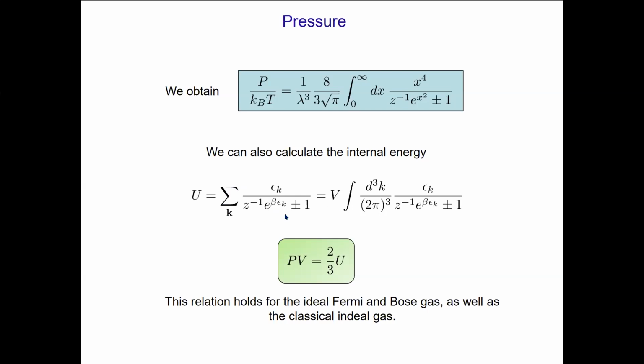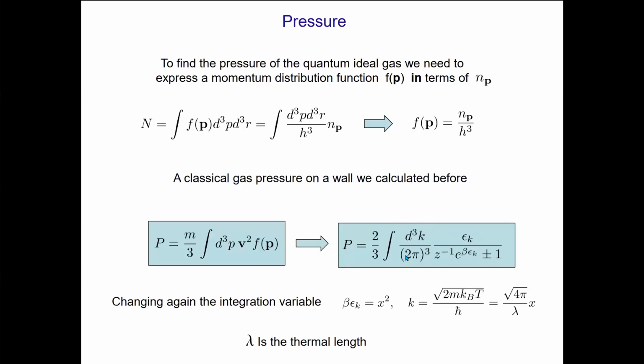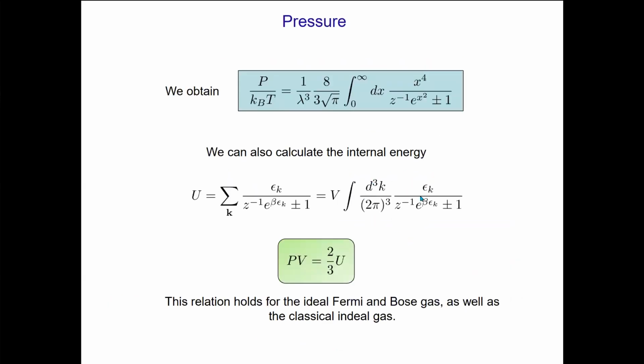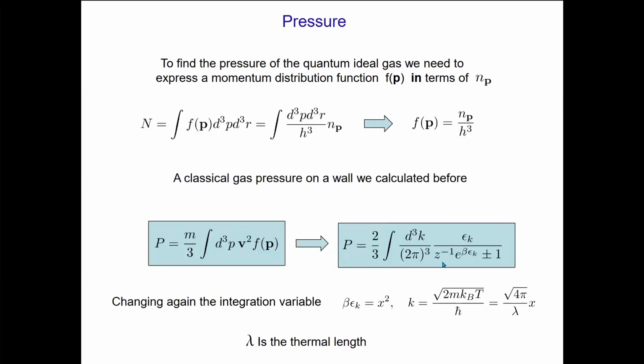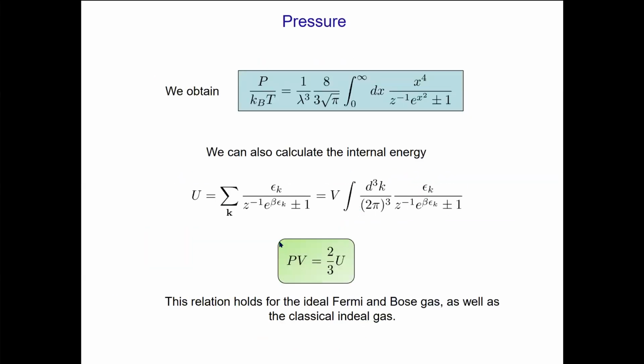Again, applying the same trick to go to the integral, we get the volume times the integral given by the same expression. And if you compare this integral with the integral which we got for the pressure, it is exactly the same integral. Okay, so if we divide this expression by this expression, we get a universal relation: PV equals 2/3 of the internal energy. This was the relation for classical ideal gases. The same relation is true for quantum ideal Fermi and Bose gases.